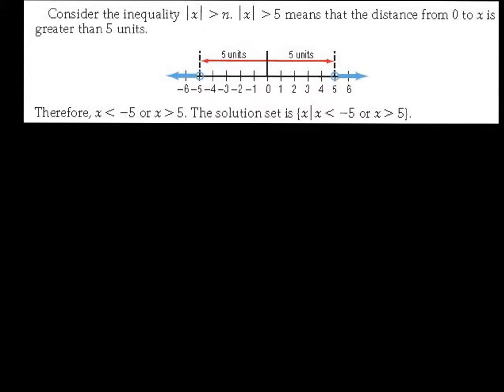So if we look at the inequality |x| > n, a special case we've been looking at is if n is 5, it means that the distance from 0 to x is more than 5 units. So our not graphed area would be 5 units on either side of the center, and everything else is going to be graphed. So either x is less than −5 or x is greater than 5. So the solution set can only be written: x is less than −5 or x is greater than 5.